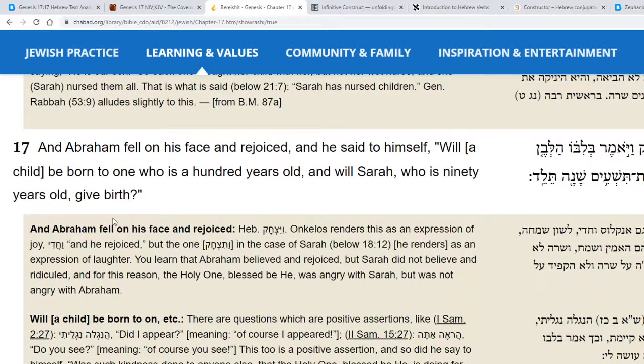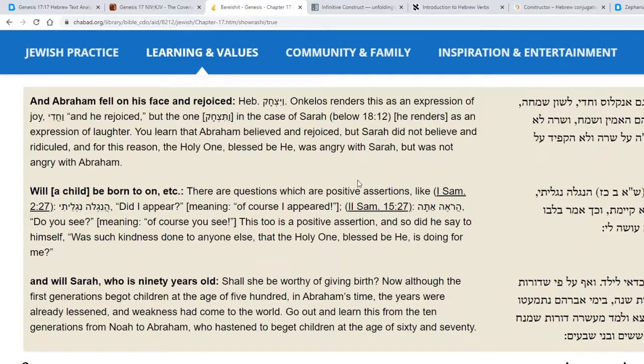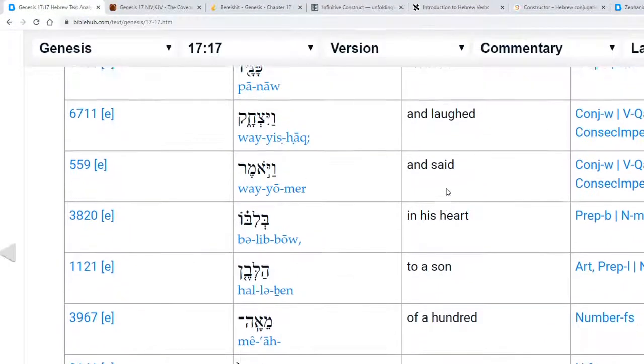Chabad: And Abraham fell on his face and rejoiced. Vayitzchak. Right? So he's doing rejoiced. And Rashi's basing that on Onkelos. You can read the Rashis if you like. Will a child, right, and they're reading that child into it, and that's why they're using the brackets. I love the fact they use the brackets with this stuff. Be born to one who is 100 years old, and will Sarah, who's 90 years old, give birth? And you can look at the Rashis if you like. It's actually interesting, but I'm not going to go over all the Rashis. That would take forever.